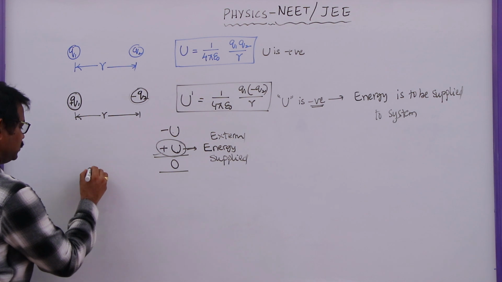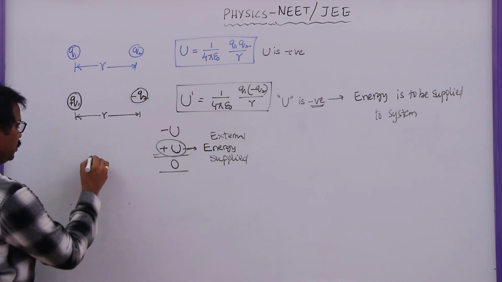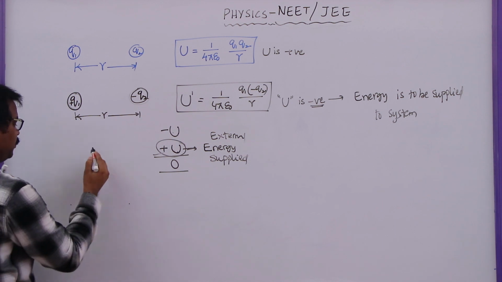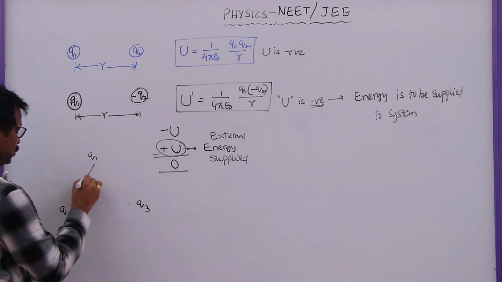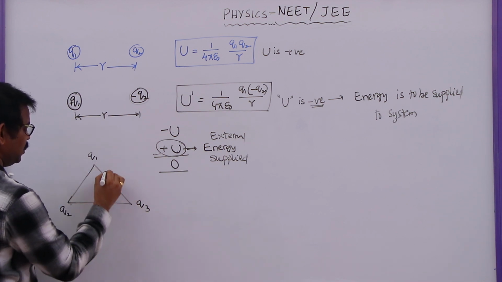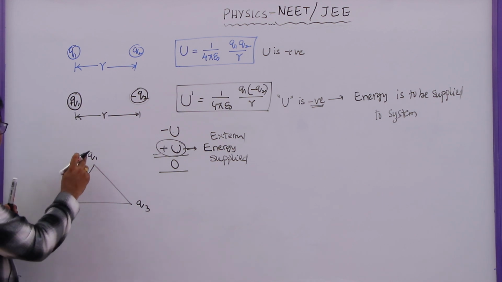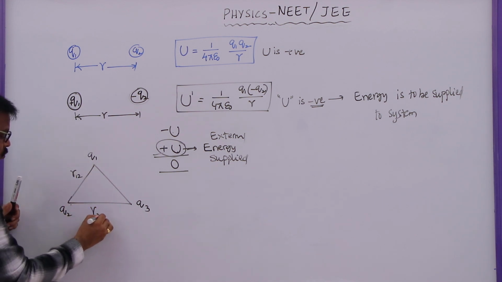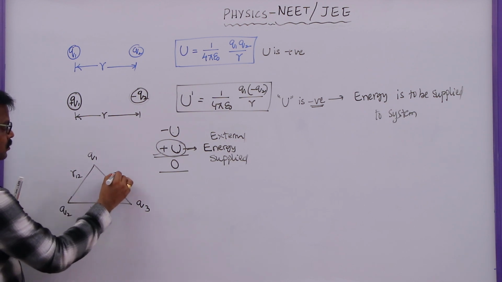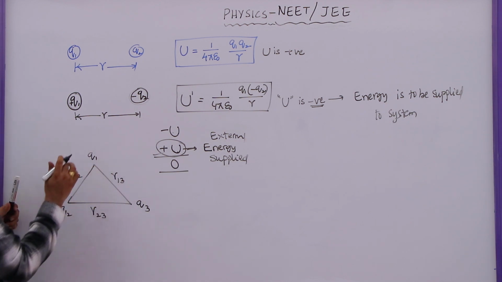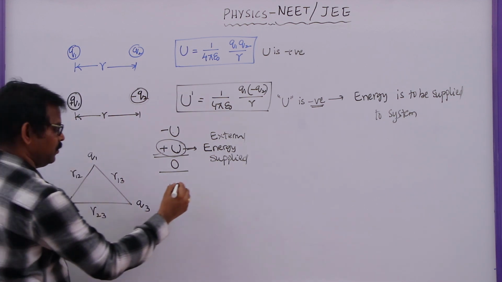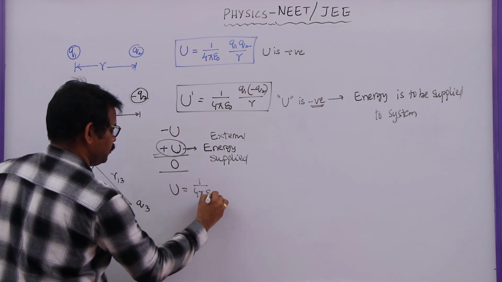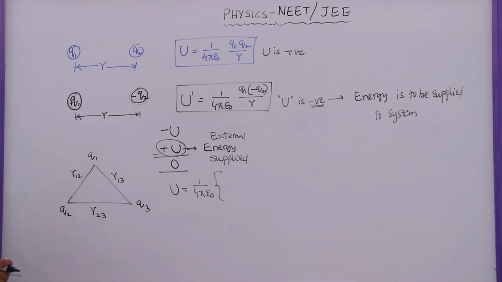Now, if there are three charges, 1, 2, 3, let me take these as Q1, Q2, Q3, separated by some distance. Let us say this is R12, the distance between the first and second charge. This is R23, between the second and third charge. This is R13, between the third and first charge. The electrostatic potential energy of the system of these three charges is given by 1 by 4 pi epsilon naught. The point is we need to consider each and every pair in the system.